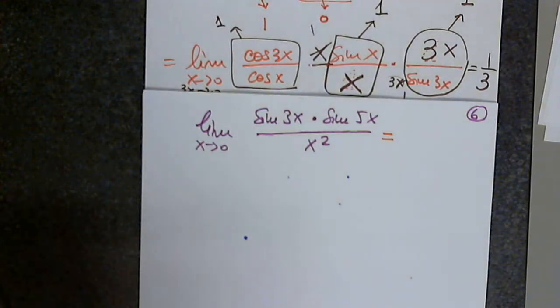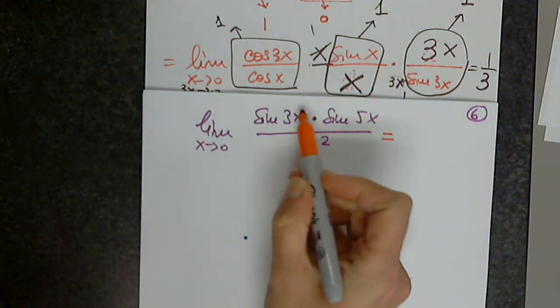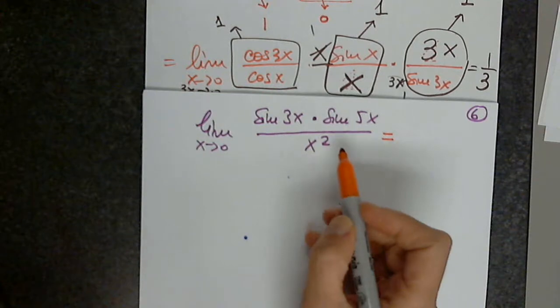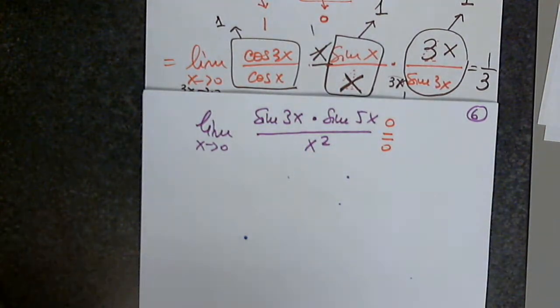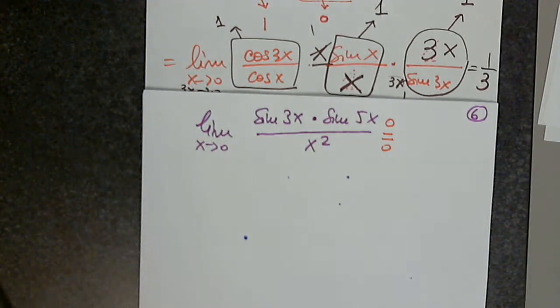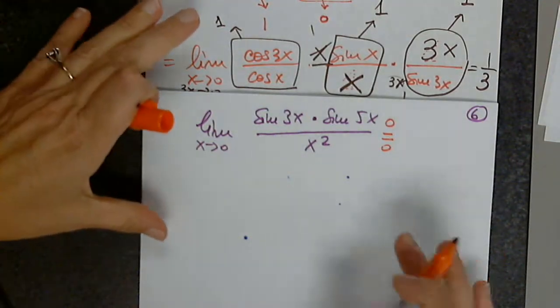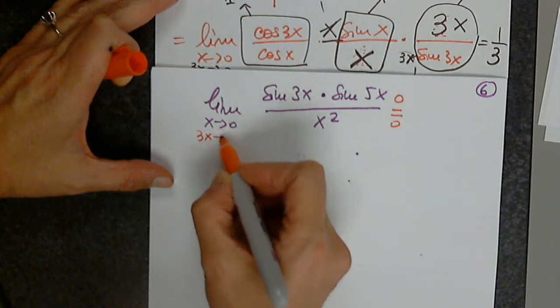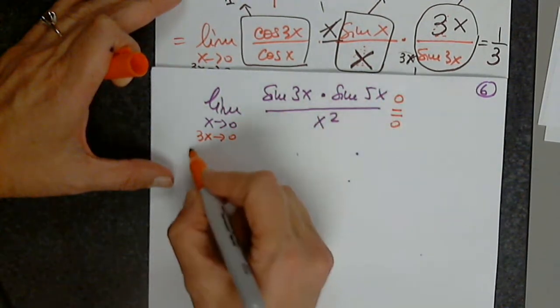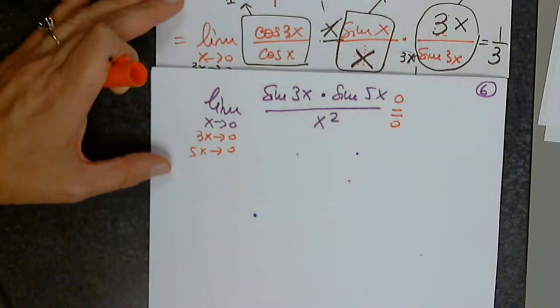So what do you think about the top? Yes, this approaches 0, this approaches 0, the bottom approaches 0, 0 over 0. However, this is not the type of limit in which I factor. So I can't say there is a factor of x in the top that will go away and a factor of x from the bottom. I can't do that. But I do know that when x approaches 0, 3 times x also approaches 0, as well as 5 times x approaches 0.